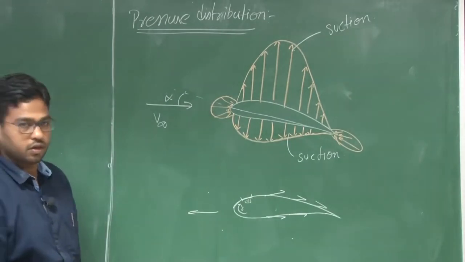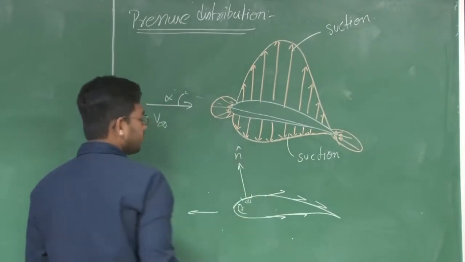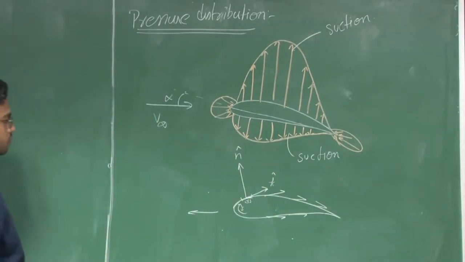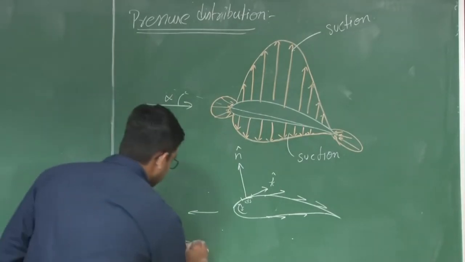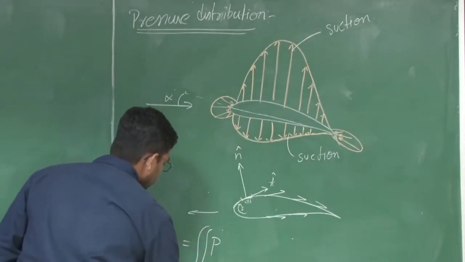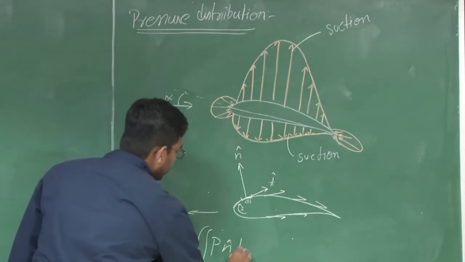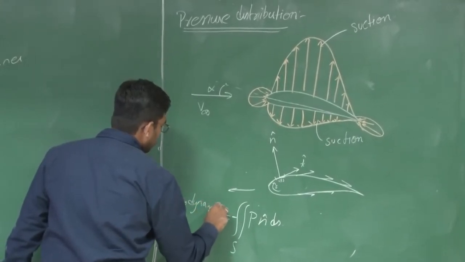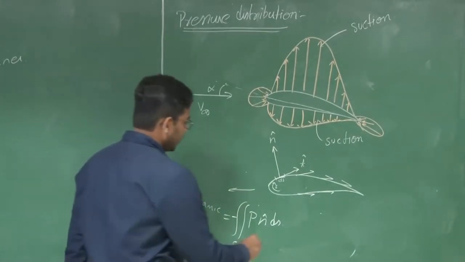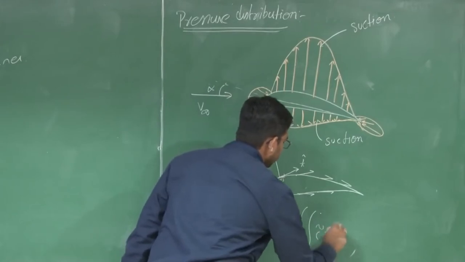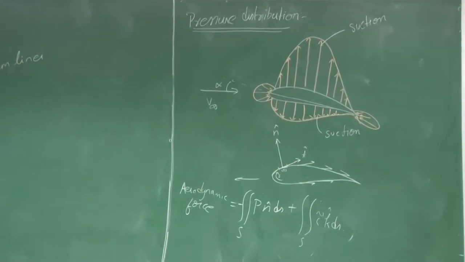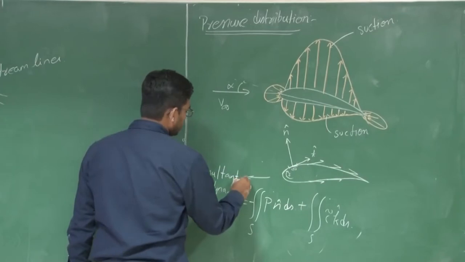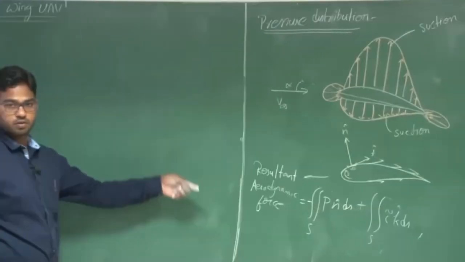Let us consider ds to be a small surface element, n cap the unit vector normal to the surface, and k cap the unit vector tangential to the surface. Now the pressure over this surface is a negative pressure: the force due to pressure is P into n cap into ds, the surface integral, which gives some aerodynamic force. Plus the surface integral of tau into k cap into ds. These are the two forces that result in the resultant aerodynamic force. One is due to friction, the other is due to pressure.